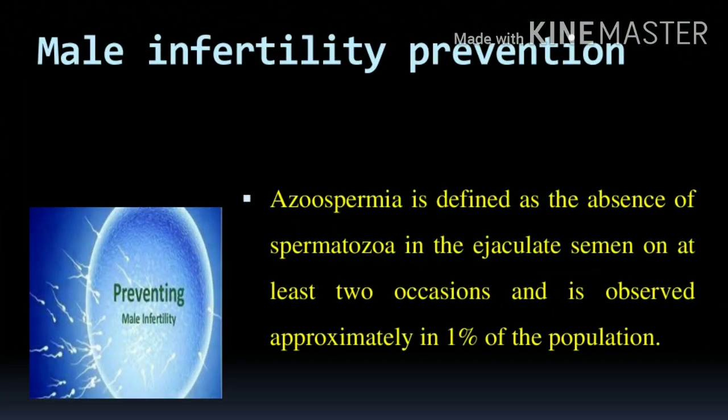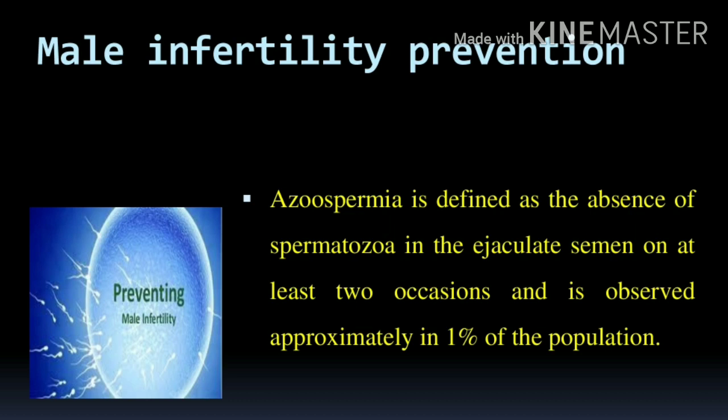Next is male infertility. In the second chapter, what is the condition of azoospermia? We already studied that: the absence of sperm production. That condition is called azoospermia. In this condition, the man ejaculates semen on at least 2 occasions with no sperm, and it is observed in approximately 1% of the population. So that is azoospermia, male infertility.